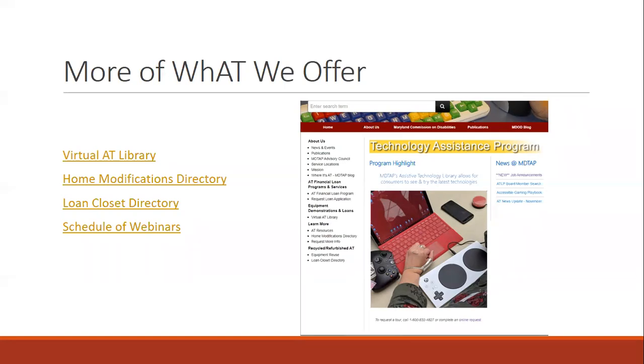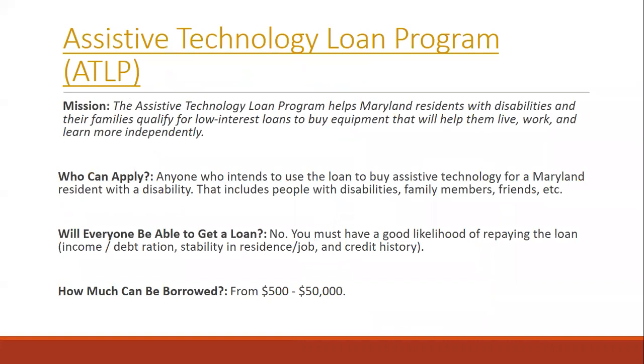And then lastly is a schedule of our webinars, showing when all of them are coming out and what topics to expect. So I'm going to move forward here and talk about the Assistive Technology Loan Program, which is also here in our office, but that's a different division. This is a financial loan program. Their mission is that the ATLP helps Maryland residents with disabilities and their families qualify for low interest loans to help them buy equipment that will help them live, work, and learn more independently.